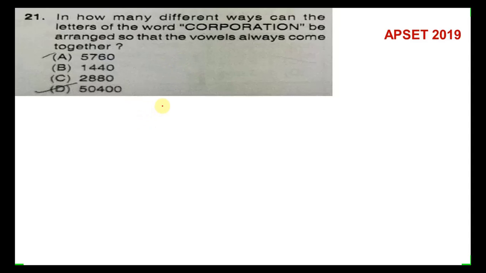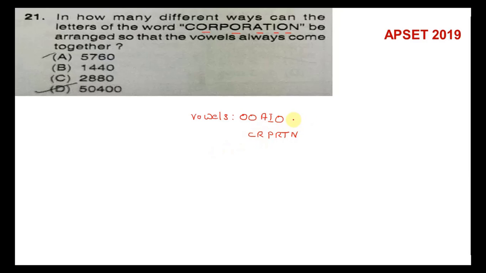In this string, we have a set of vowels and a set of consonants. What are the vowels in the string? The vowels are O, O, A, I, and O. So there are 5 vowels. Here I am writing the vowels: O, A, I, O, O. The remaining are consonants: C, R, P, R, T, N are the consonants in the string CORPORATION.